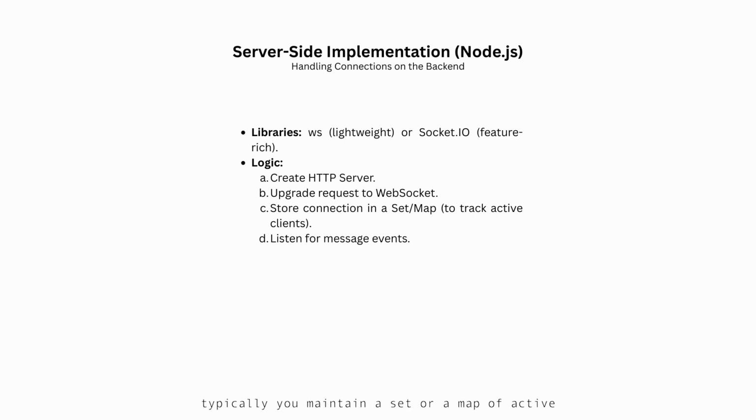Typically, you maintain a set or a map of active connections. You add connections when they arrive, remove them when they close, and broadcast messages to everyone else. This is the foundation of any chat room or real-time collaboration tool. The key insight is that you're managing state now. Every client is a living object in memory, not just a request.